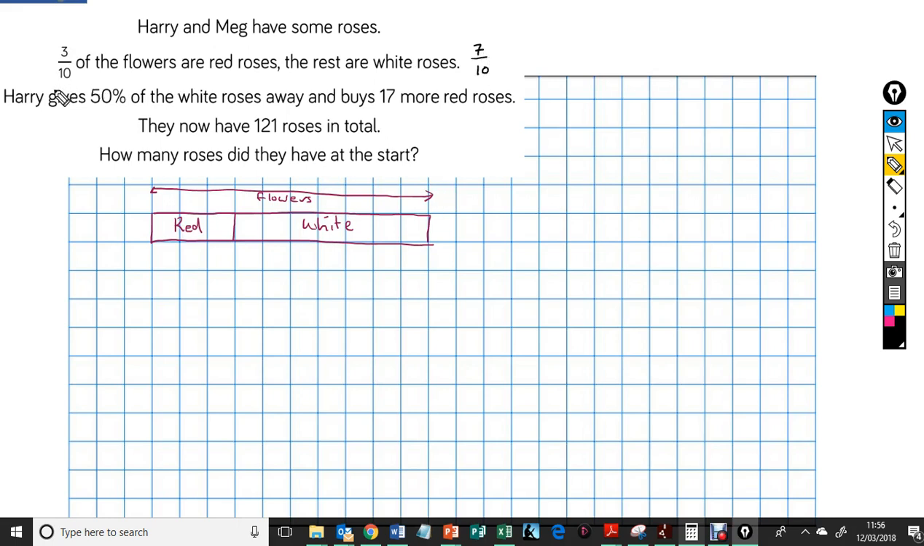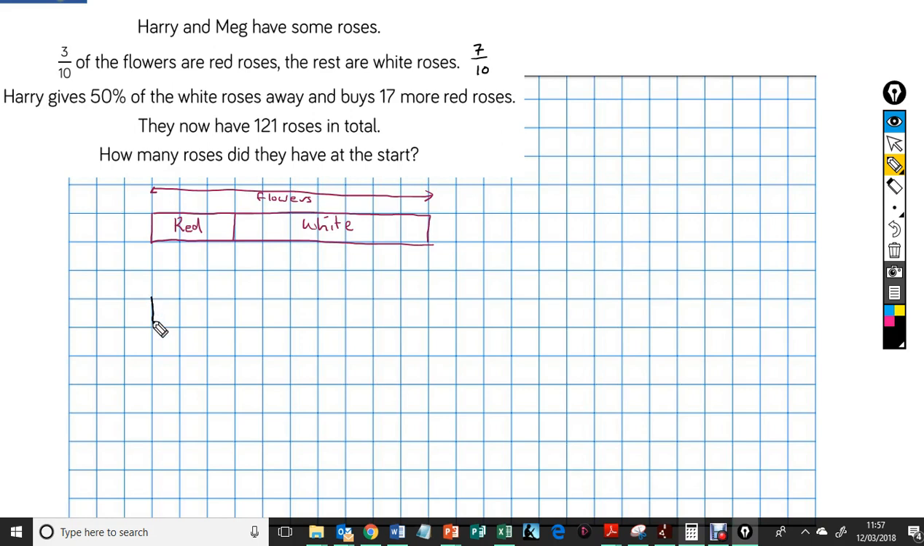But the next part says Harry gives 50% of the white roses away and buys 17 more red roses. And that's going to be a little bit more awkward to do on this model, because I want to get rid of half of these. Well, that's not too difficult, but adding 17 here is a little more tricky. So I might think this model isn't really helping me very much. I'm going to change and do something different, which is the point I'm trying to make: the first model that you draw might not work. It might not represent quite what you want, or might not enable you to manipulate the information in the way that you want. So start again, approach it differently.